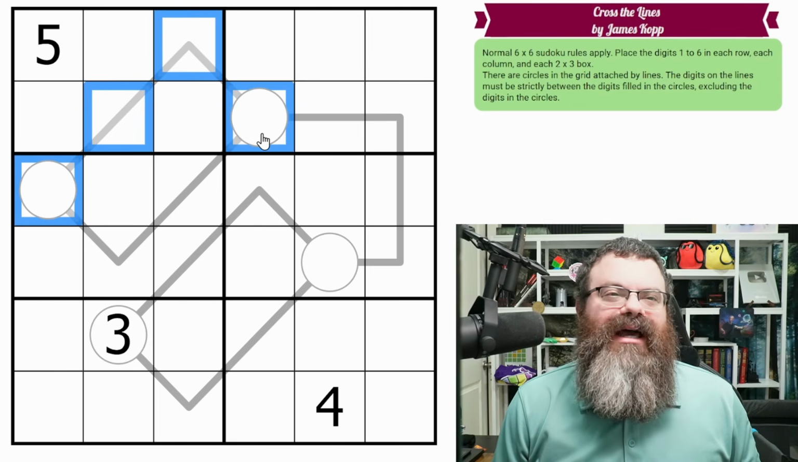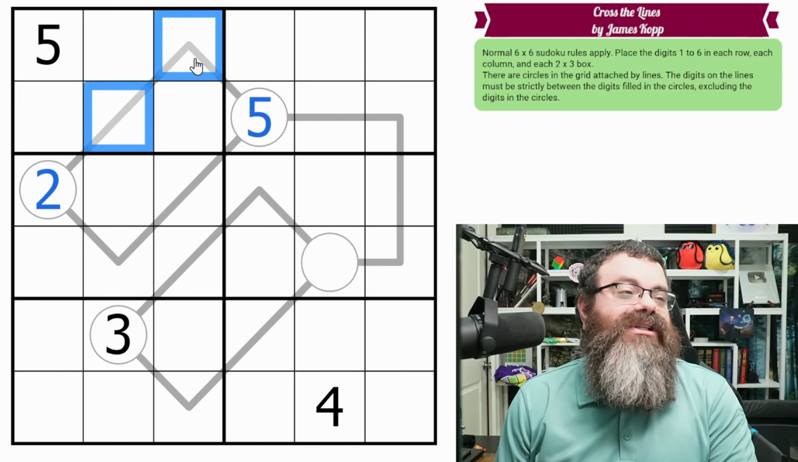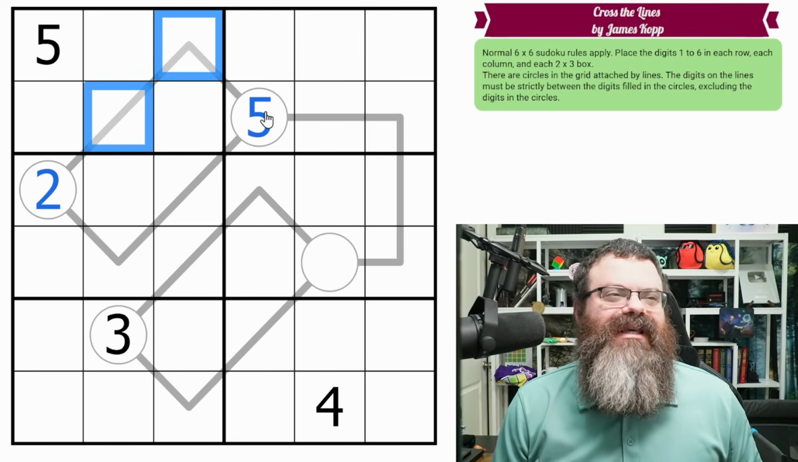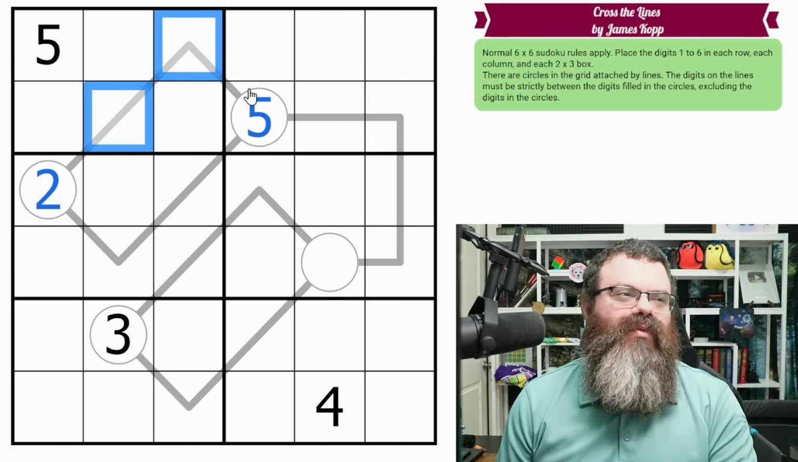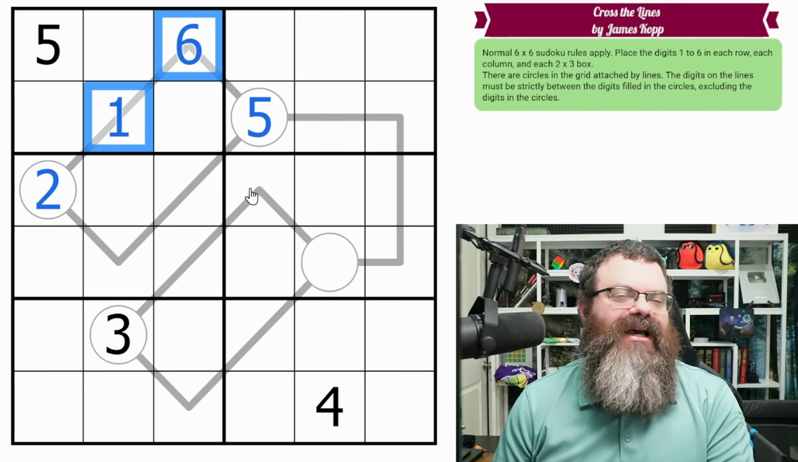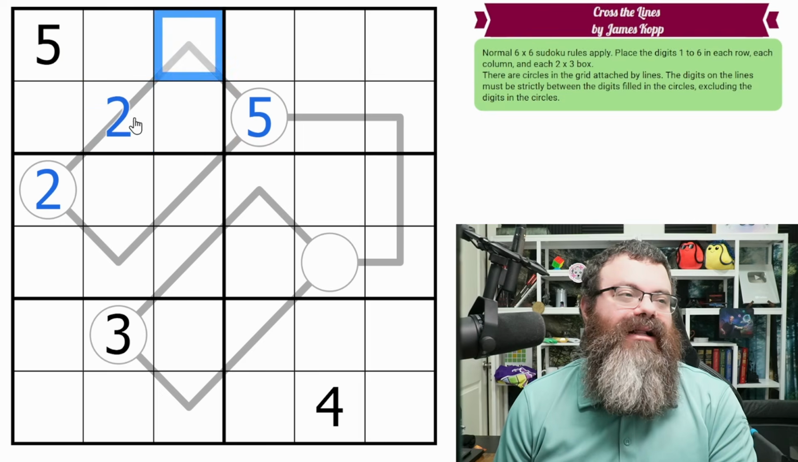So these are between lines. Whatever digits are in the circles, say this is 2 and this is 5, the digit on the line that connects them has to be strictly in between the two. So they can't be outside of the range, can't put 1s or 6s, which are outside of the 2 to 5 range, and can't repeat the 2 or the 5 either.